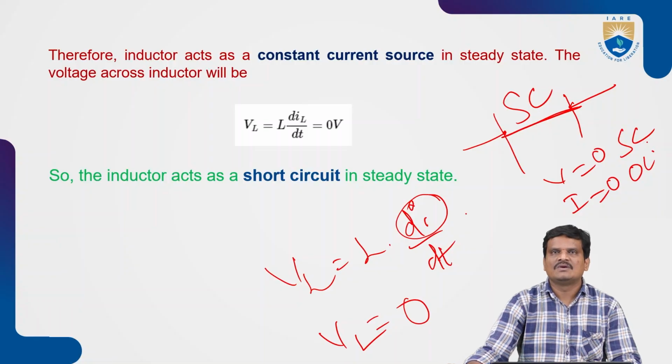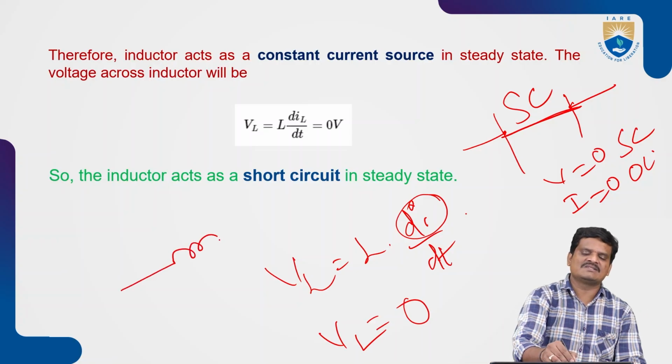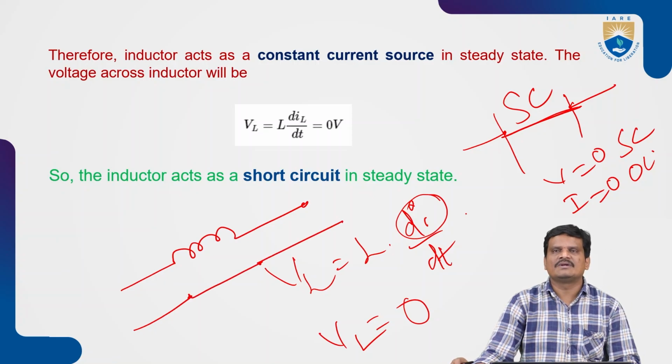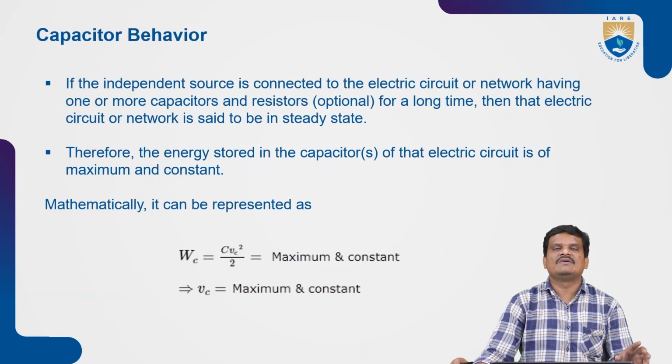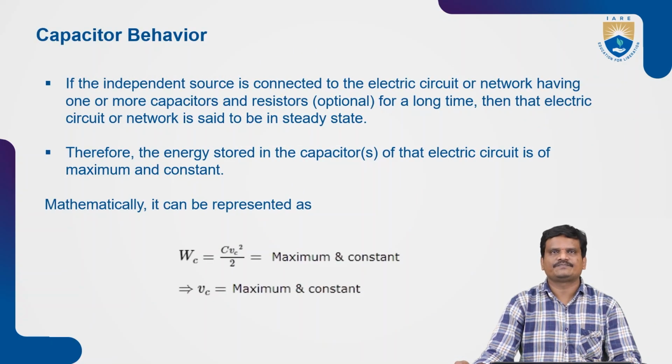Open circuit. So the voltage across the inductor, as it is a constant current source in a steady state condition, is obtained as 0. If voltage is 0, it should be indicated by a short circuit. That is, the inductor in my circuit should be replaced by a short circuited dead element. Similarly, we will discuss the capacitor behavior under a steady state condition.